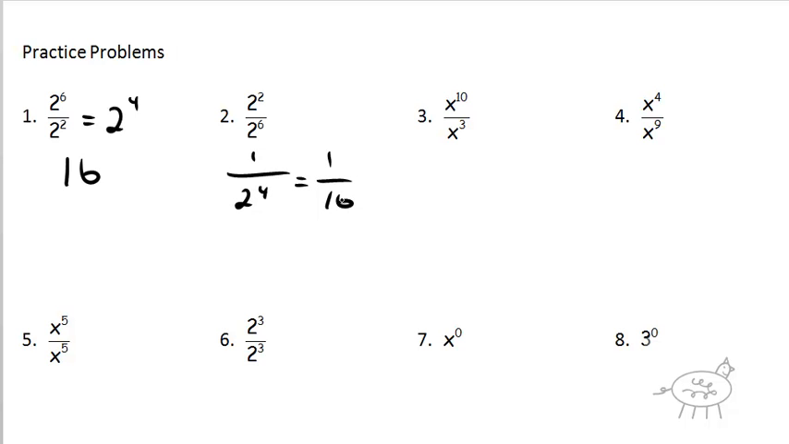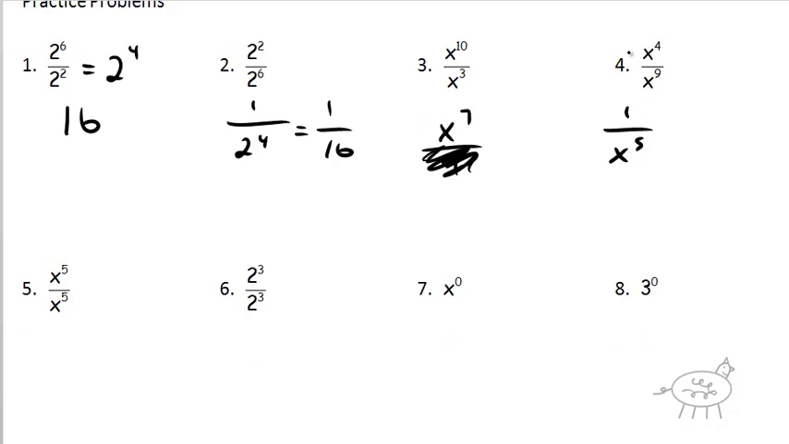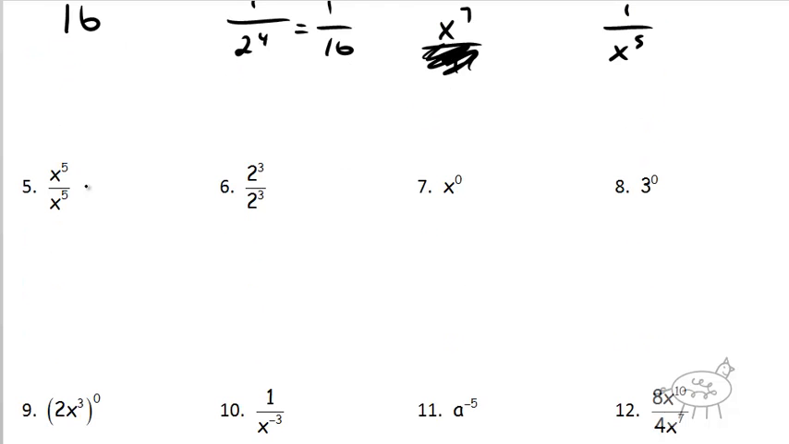Who wins with number 3? The north by 7. X to the 7th. Again, you don't put it over 1. It's x to the 7th. Who wins number 4? The bottom by 5. 1 over x to the 5th. Okay. Who wins with this one? This one cancels out. So we just get 1.